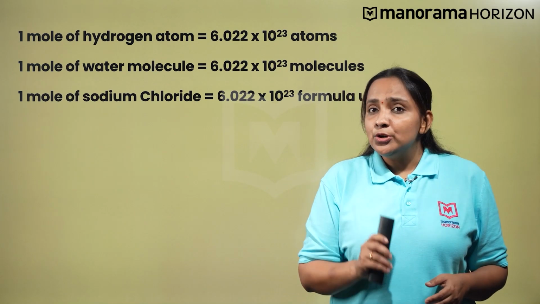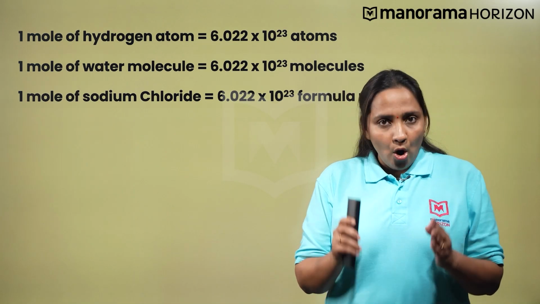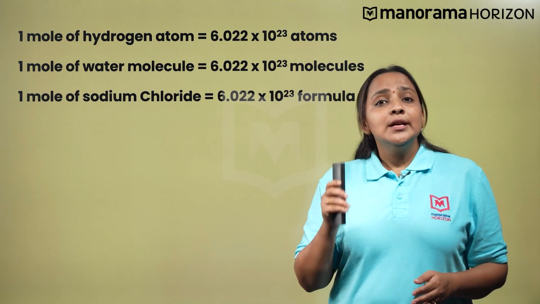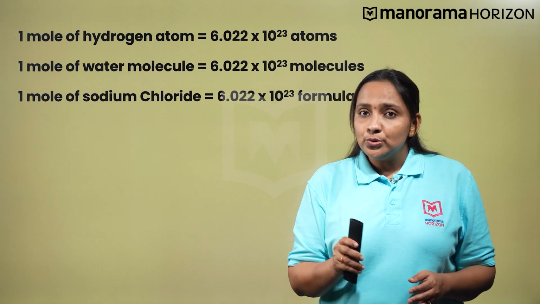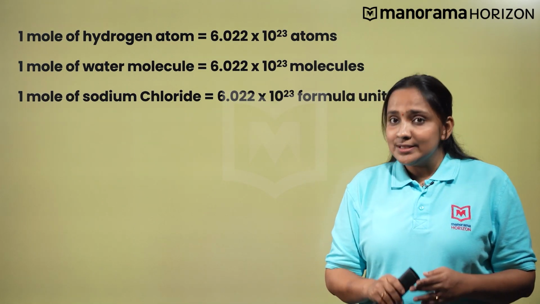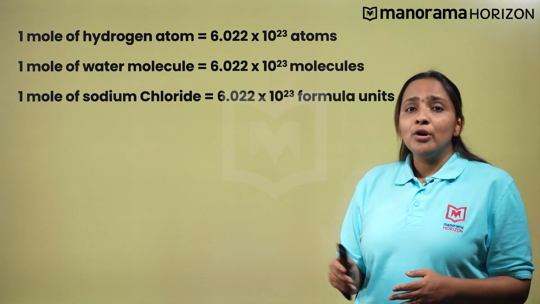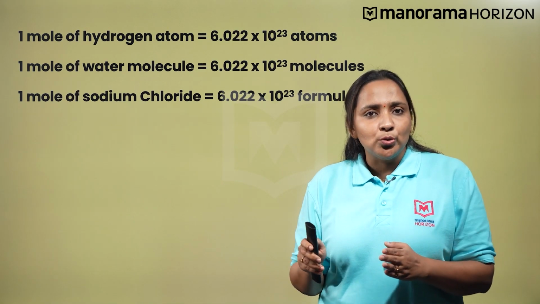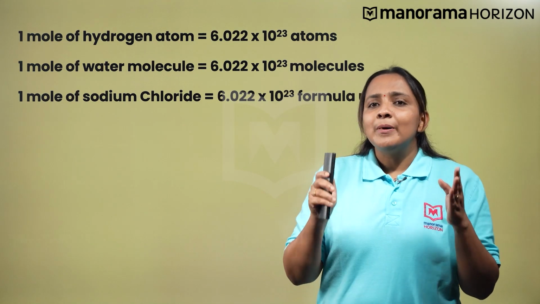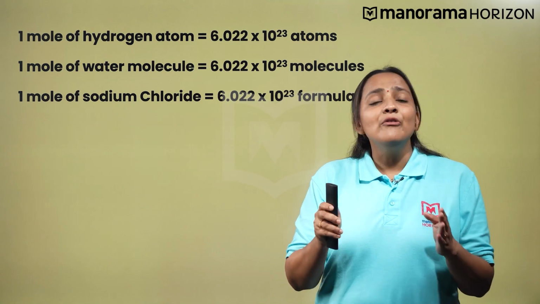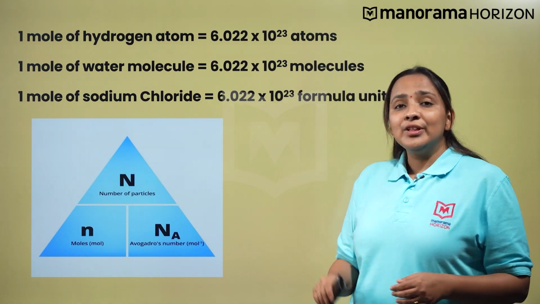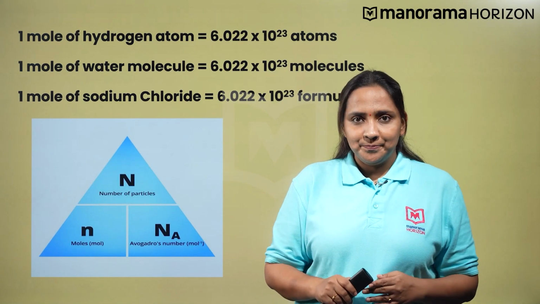Hence, we can say that 1 mole of hydrogen atoms is equal to 6.022 × 10^23 atoms, or 1 mole of water molecules is equal to 6.022 × 10^23 molecules, or 1 mole of sodium chloride is equal to 6.022 × 10^23 formula units of sodium chloride. I am sure now you will be clear with the concept of the mole.